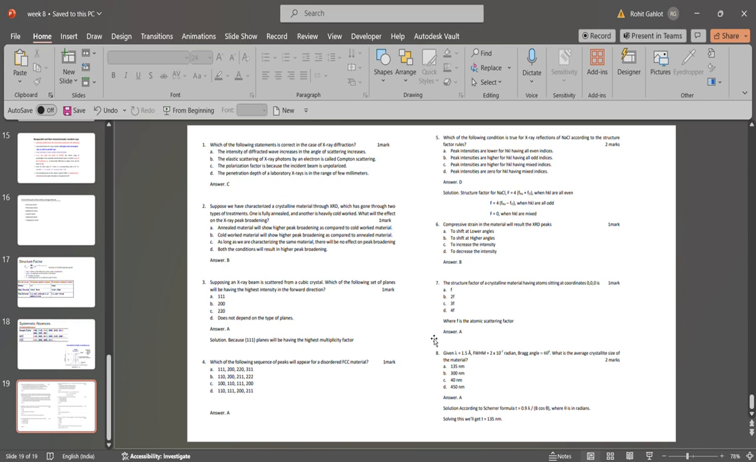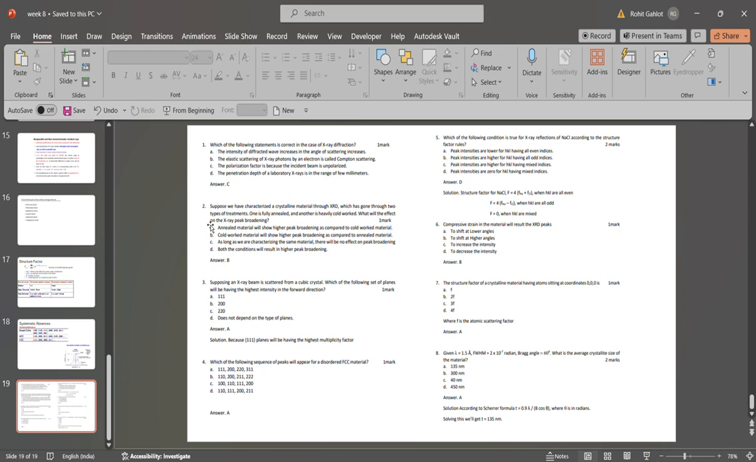Okay, so let's move to the problems. Which of the following statements is correct in X-ray diffraction? The intensity of the diffracted wave increases with the angle of scattering: wrong. The elastic scattering of X-ray photons by an electron is called Compton scattering: wrong. C, the polarization factor is there because the incident beam is unpolarized. So C is the correct answer.